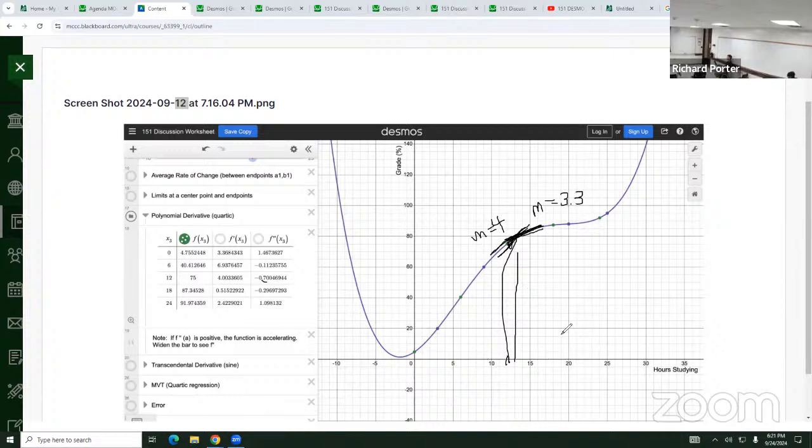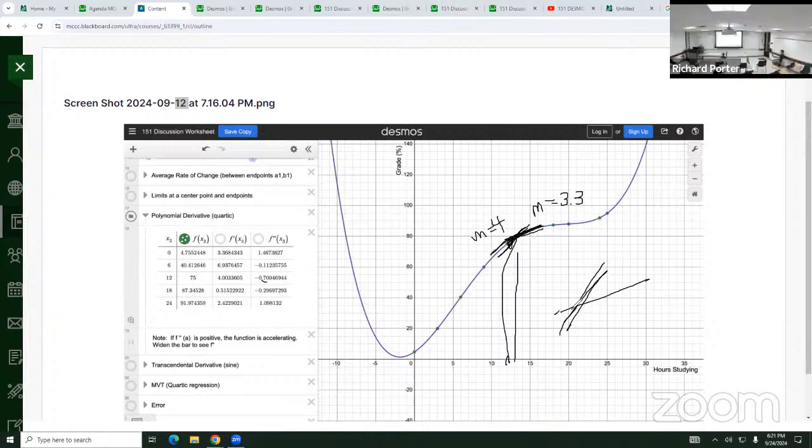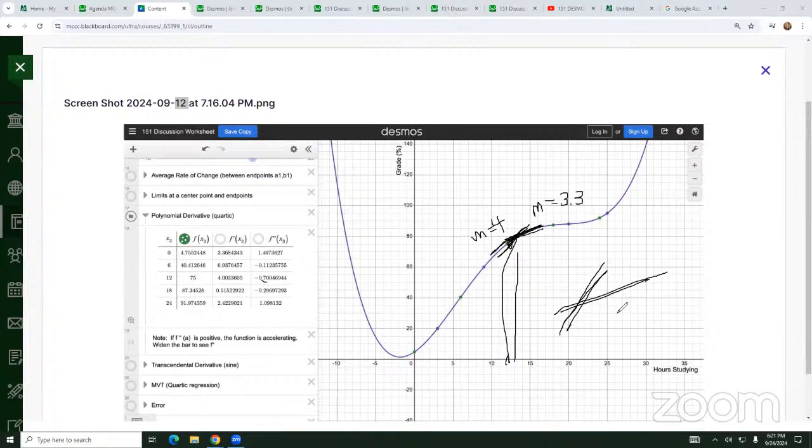Okay. See, so at one point it was 4, and then the next hour it's 3.3. That's what it means to decelerate. It was going faster and now it's going slower. Okay, yeah, that makes sense.